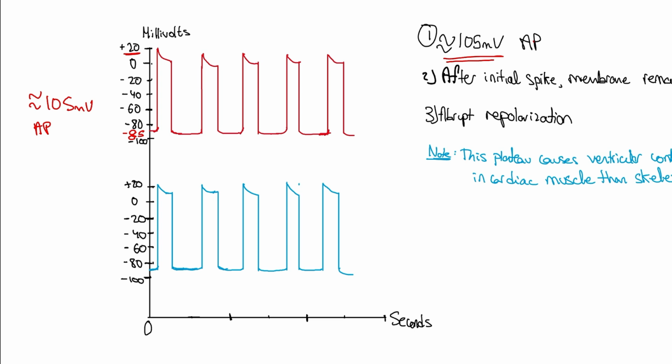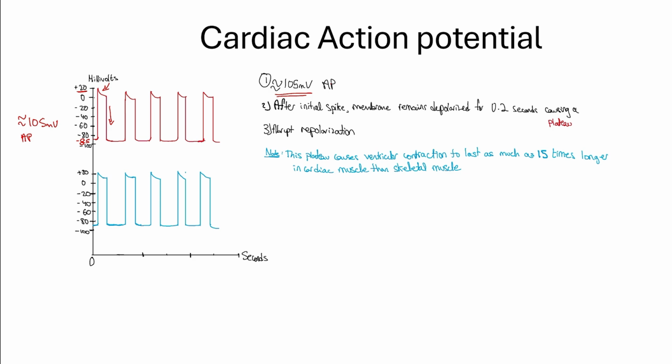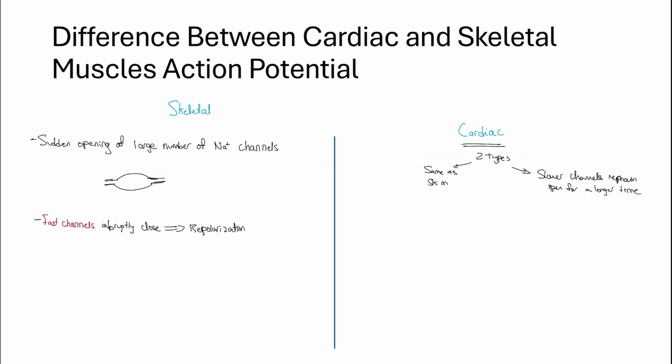After the depolarization, we get a plateau, as you can see right here. After this plateau, there is abrupt repolarization. So this plateau is what causes the cardiac action potential to last longer than that of the skeletal muscle.